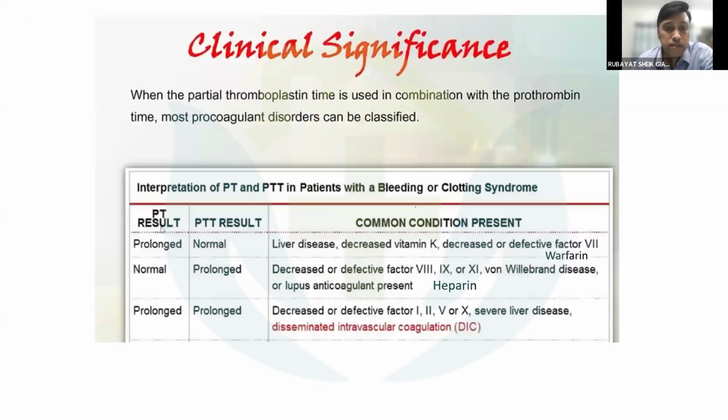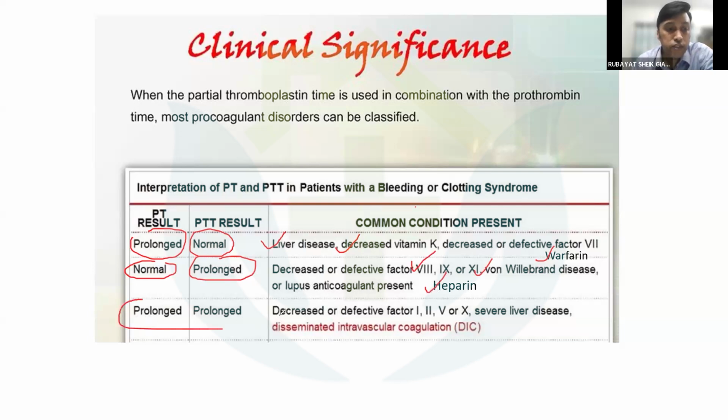So let us look at this table where we use a combination of prothrombin time and APTT to diagnose different conditions. In your exam, you will have different scenarios where lab tests of prothrombin time and APTT are given, so you'll have to interpret your case accordingly. For example, if a patient has a prolonged prothrombin time but a normal APTT, as we saw, liver disease, warfarin therapy, decreased vitamin K, these are the conditions causing this combination of results. A normal prothrombin time with a prolonged APTT, you will see in von Willebrand disease, in hemophilia, in heparin therapy.